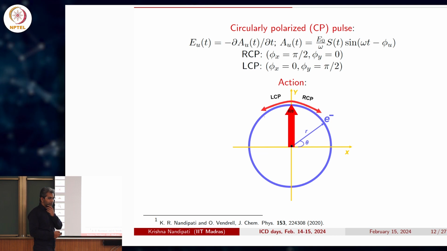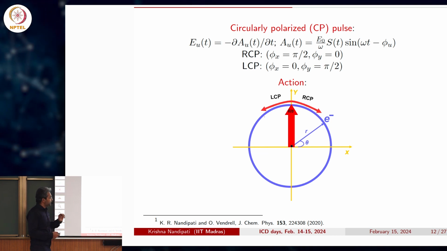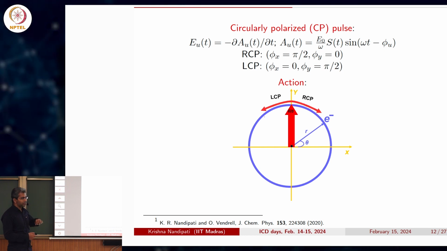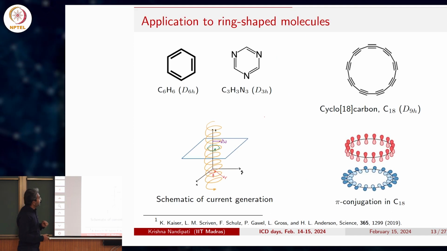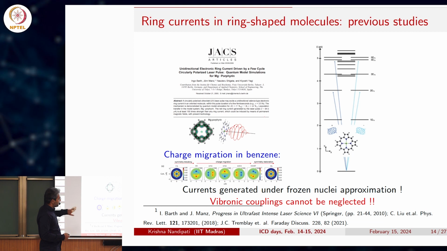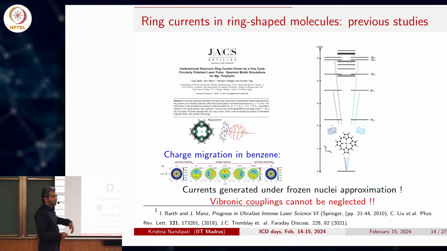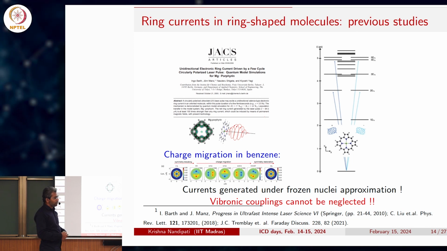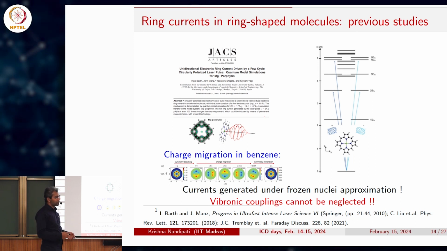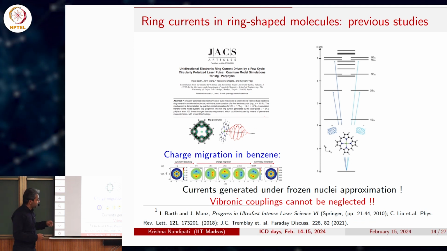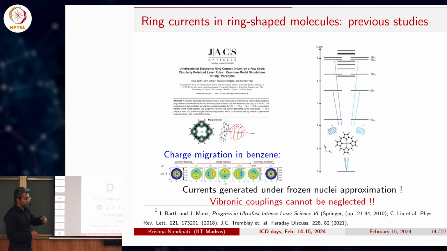But for now, we don't worry about the light-matter interactions and the dynamics driven by it. We just see the consequence of non-adiabatic couplings. Okay. So these are all past studies where people have neglected these non-adiabatic coupling effects and studied the ring current phenomena. They claimed that you can produce a gigantic amount of magnetic fields due to these ring currents, but we see what vibronic couplings can do.